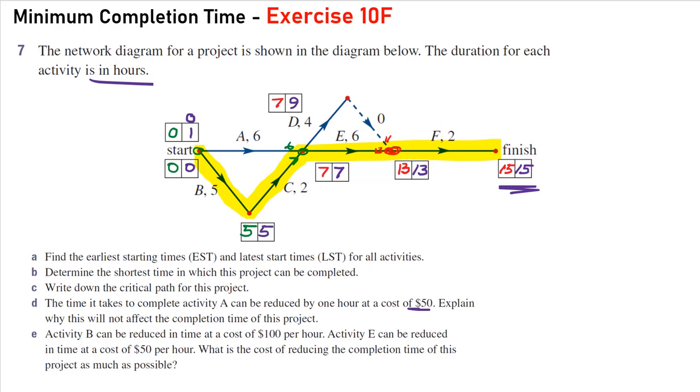Last question. Activity B can be reduced in time at a cost of $100 per hour. So this activity here. Activity E can be reduced at a cost of $50 an hour. What is the cost of reducing the completion time of this project as much as possible?